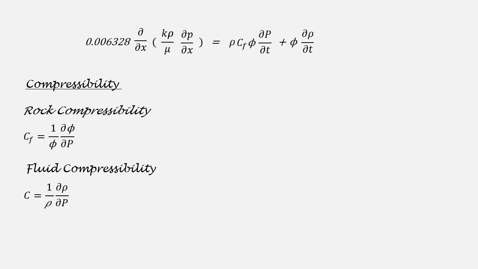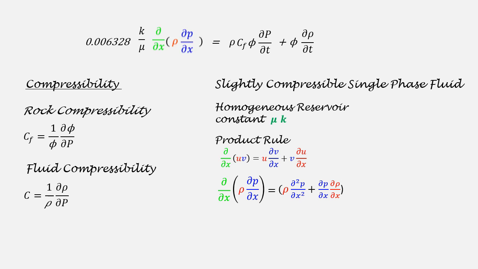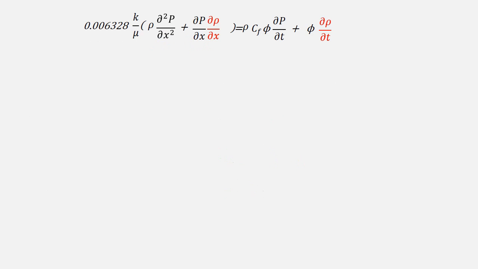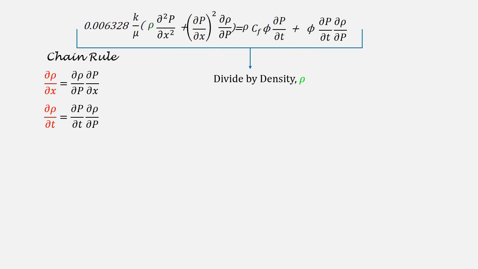Let's assume that we have a slightly compressible fluid, which directly links to a homogeneous reservoir with constant permeability and fluid viscosity. That means we don't have to differentiate them and we bring them out. Using the product rule, we differentiate the rest, and this is the outcome. Substitute it into the original equation. Moving on, we differentiate density in terms of x and t using the chain rule, and then fit it back into the equation. Now density is too mainstream, so we cancel it out by dividing by itself.